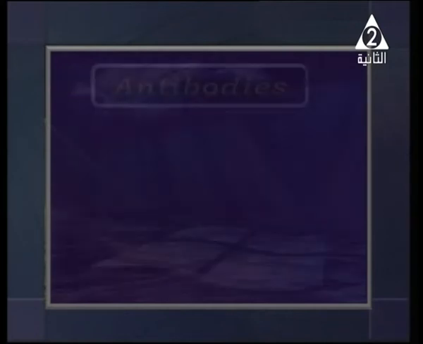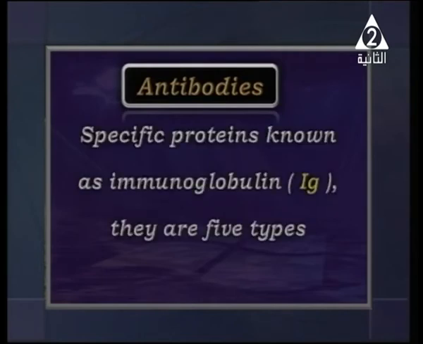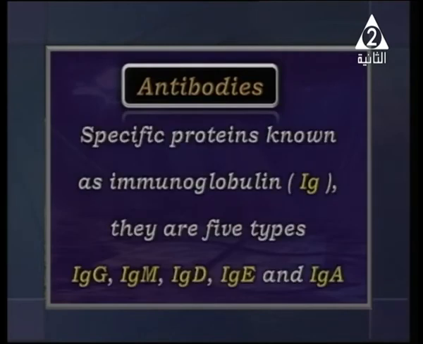But the question here is that antibodies are also specific proteins. What are they known as? As we said in the picture, they are immunoglobulin. Ig here is short for immunoglobulin. There are 5 types: IgG, IgM, IgD, IgE, and immunoglobulin what? A. And each type has its own function.